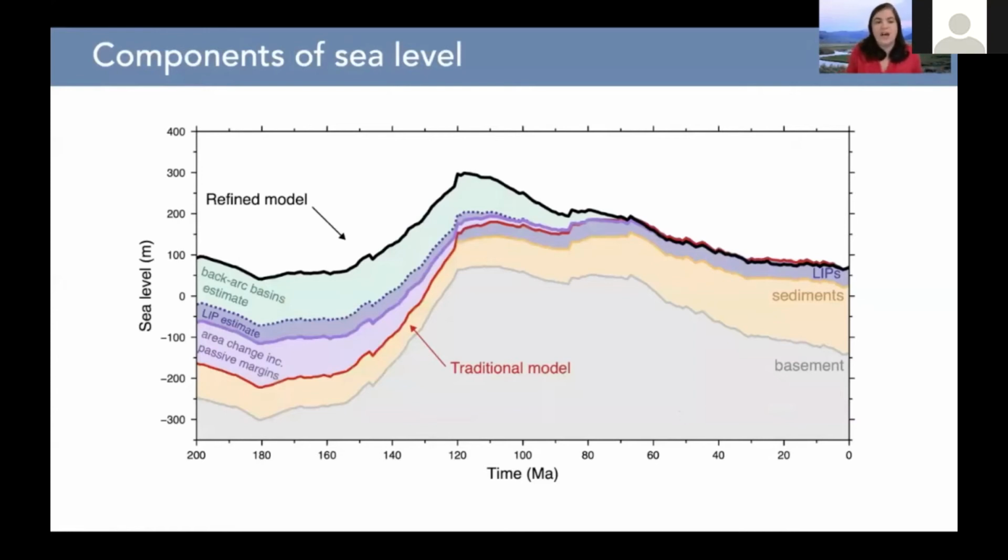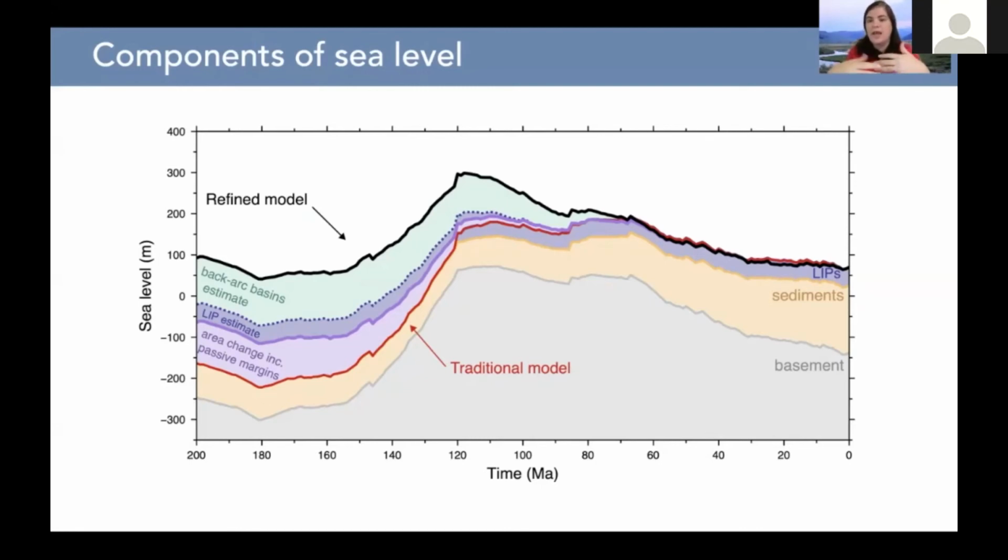Now, in the interest of time, I'm not going to go through each component and explain how we computed each component and what their individual influences are. So instead, I just wanted to show you this summary graph. This shows time on the x-axis and sea level on the y-axis. I'll get you to focus in on that red line there. That red line is showing our traditional model based on our traditional method.